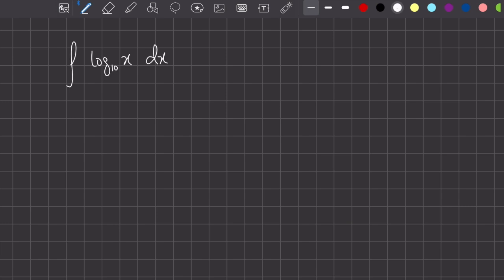Welcome back, everyone. Here are 5 more difficult questions, starting with 2 unique ones. The first question is log base 10 of x.